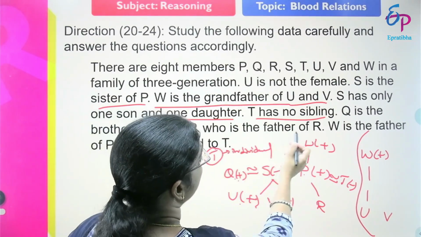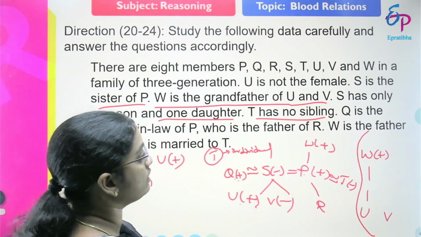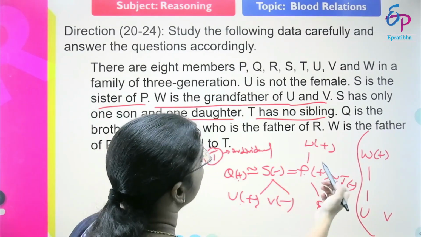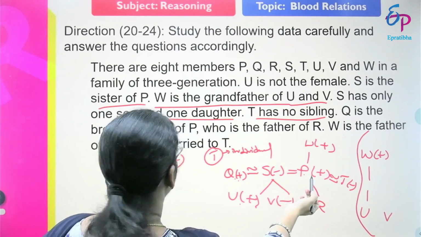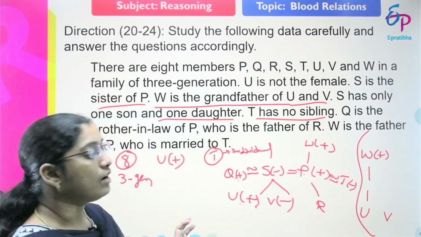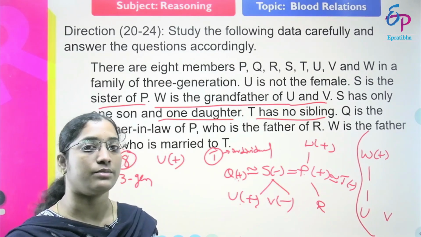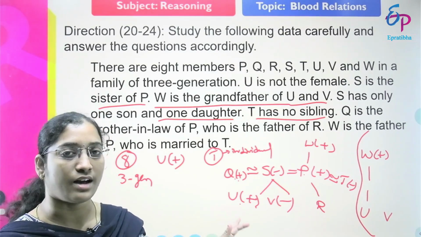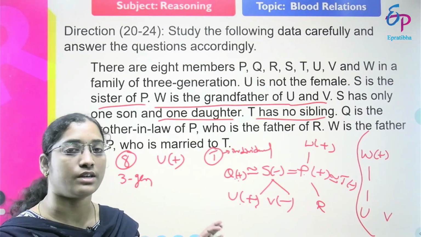Then P who is the father of R. Okay, P is the father of R. Yes, that is also clear. Then W is the father of P, right? So W is the father of P, and P who is married to T. P is married to T. Yes, all the given information in our question is satisfied for our diagram, right? That means definitely our answer is perfect. Our diagram is a perfect diagram for the given question, friends.